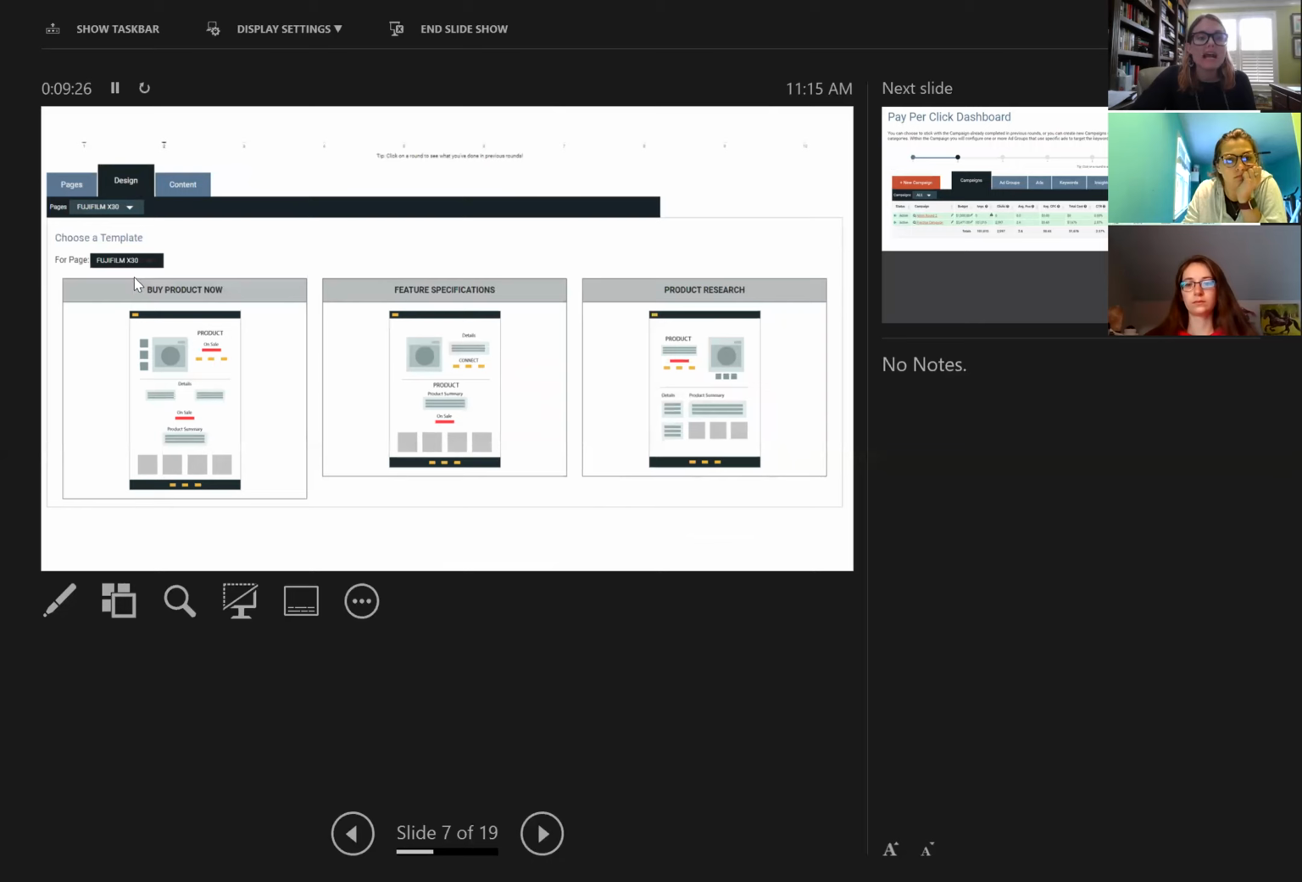Now, when you're designing, you have to click on the landing page, and you're going to see this in round 2. Then you have to pick which page you want. So also take that into consideration, because some of them are buy product now, feature specifications, product research. So make sure that you are selecting the page that's appropriate to your goals, to your keywords. Remember, some keywords are further up the buyer's journey and some are all about buying the product now. So you need to be aware of that.